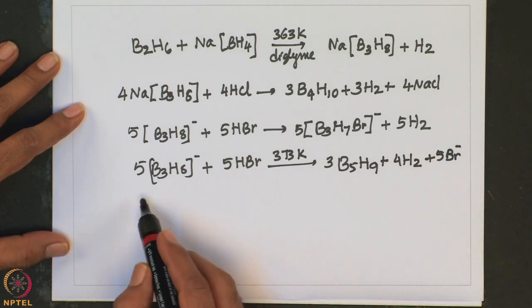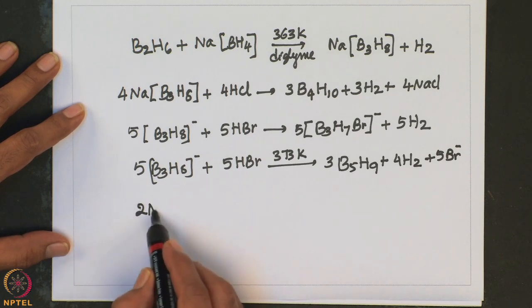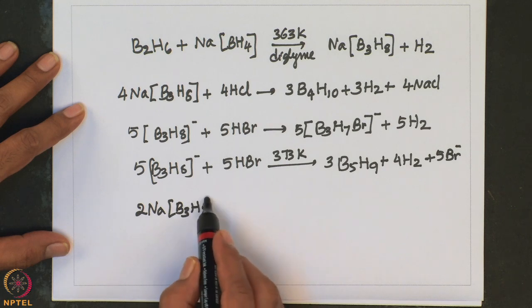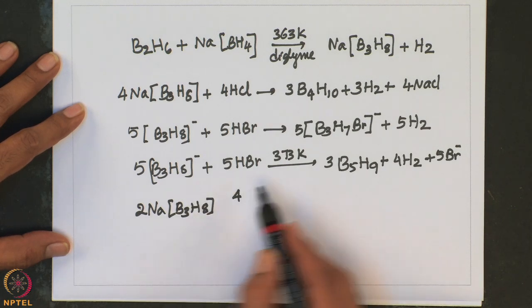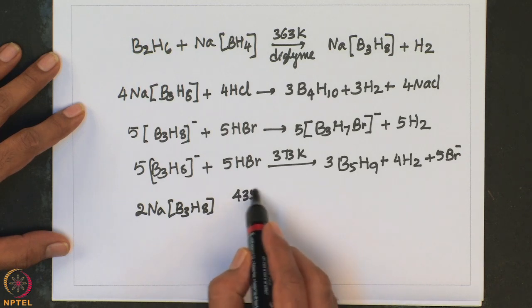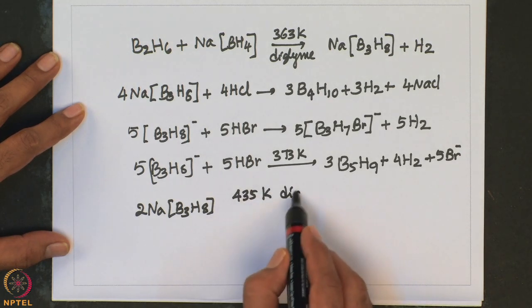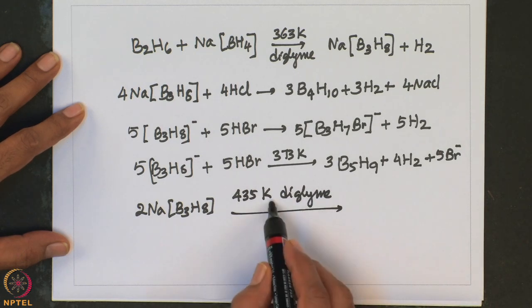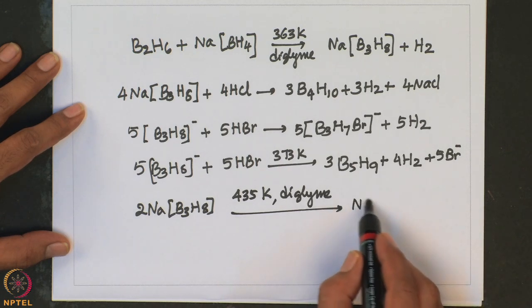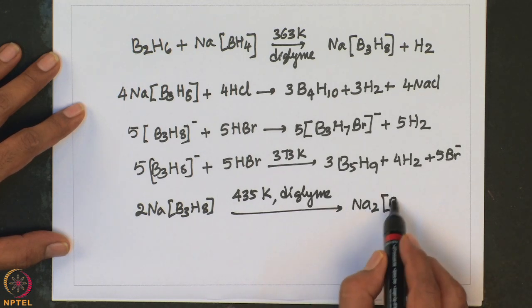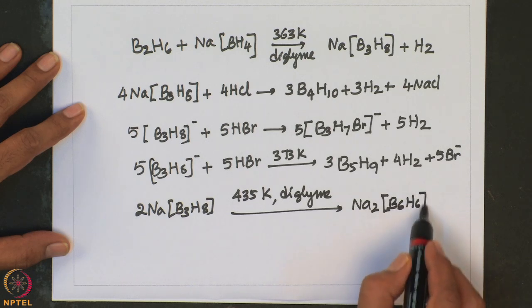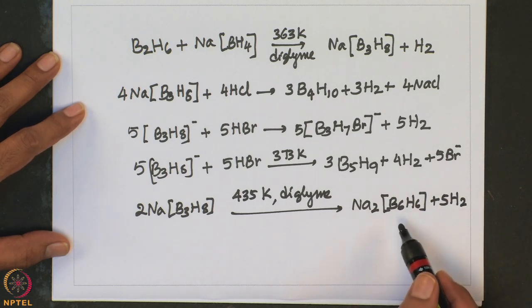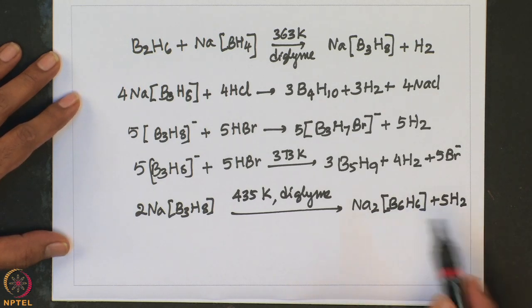One more example I will give you. Let us take B3H8 anion. I heat this one at 435 Kelvin in diglyme. It gives Na2B6H6 plus 5H2. The structure of this one is very similar to the planar benzene molecule.